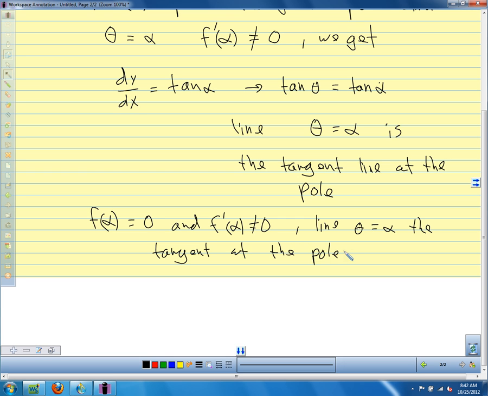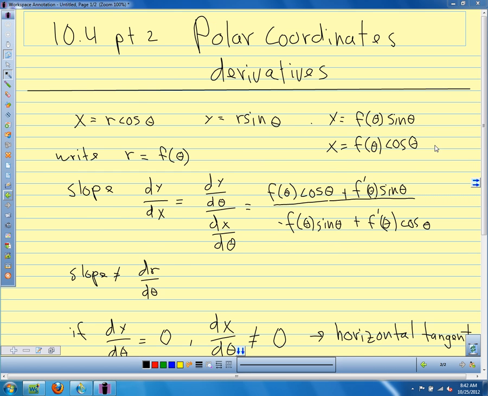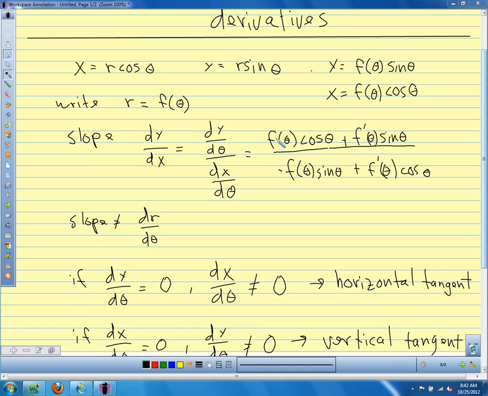So that's the reason I wrote out that formula, because if r equals 0, but f prime is not equal to 0, let me go back here. If f of theta, r, is 0, and f prime is not equal to 0, I end up with dy dx is tangent alpha, the tangent of whatever that particular angle is that gives me an r of 0. So that's why I wrote the formula out this way, so that we could see that the tangent at the pole, if we have r equals 0 and our f prime, the r d theta, is not 0, is given by theta equals alpha, whatever our particular angle is that gives us r equals 0. So that was the main point of writing it out this way.